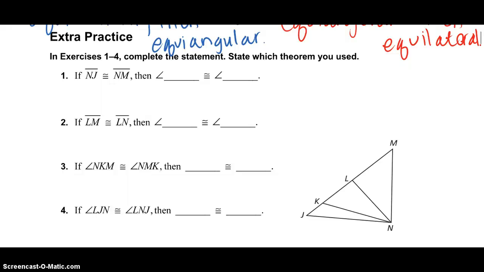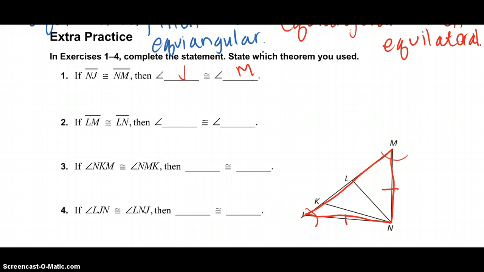So what I'm going to do is mark that. I've got NJ is congruent to NM. So then it says what two angles must be congruent. So what I should see is this triangle here. So those two legs are congruent, which means these two angles here should be congruent, because if the legs are congruent, then the base angles are congruent. So it should be angle J is congruent to angle M.